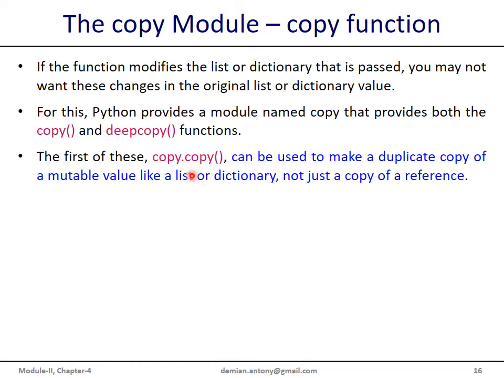What is this copy function? The copy function can be used to make a duplicate copy of a mutable data type like a dictionary or a list. When we use the copy function, it creates a duplicate copy of the argument, which is a list or a dictionary, and returns a new variable. It will not return a reference to the same list which is passed as an argument.